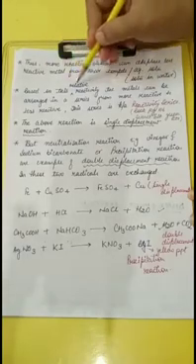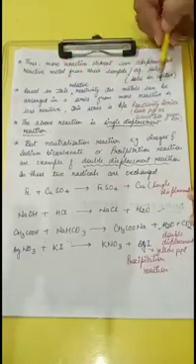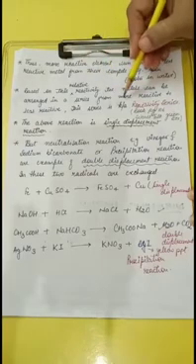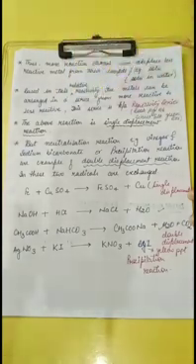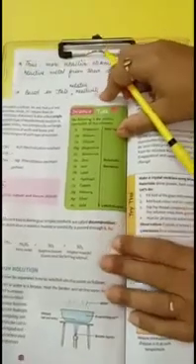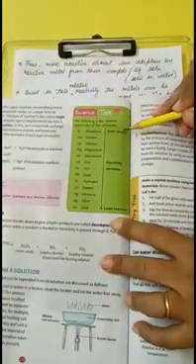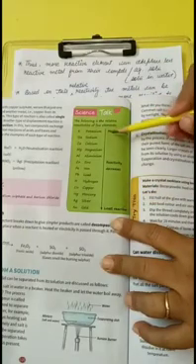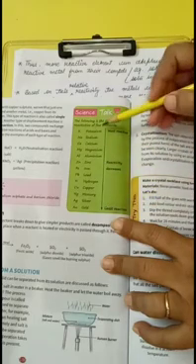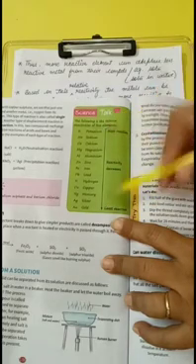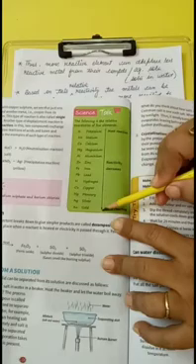Based on this, the relative reactivity of the metals can be arranged in a series from more reactive to less reactive. This series is known as the reactivity series. It is given in your book. You have to learn this series, from most reactive to least reactive, and reactivity decreases as we move down the series. Potassium is the most reactive and gold is the least reactive known metal.